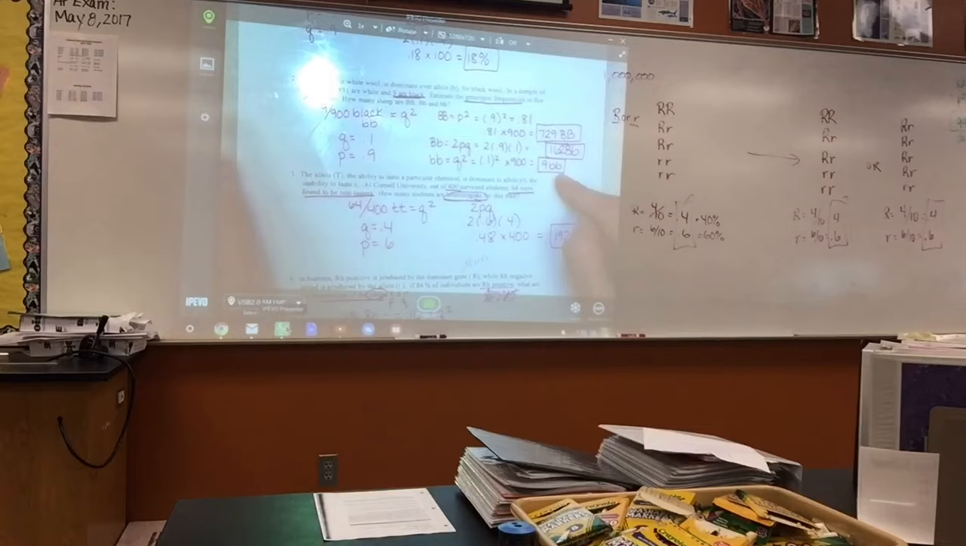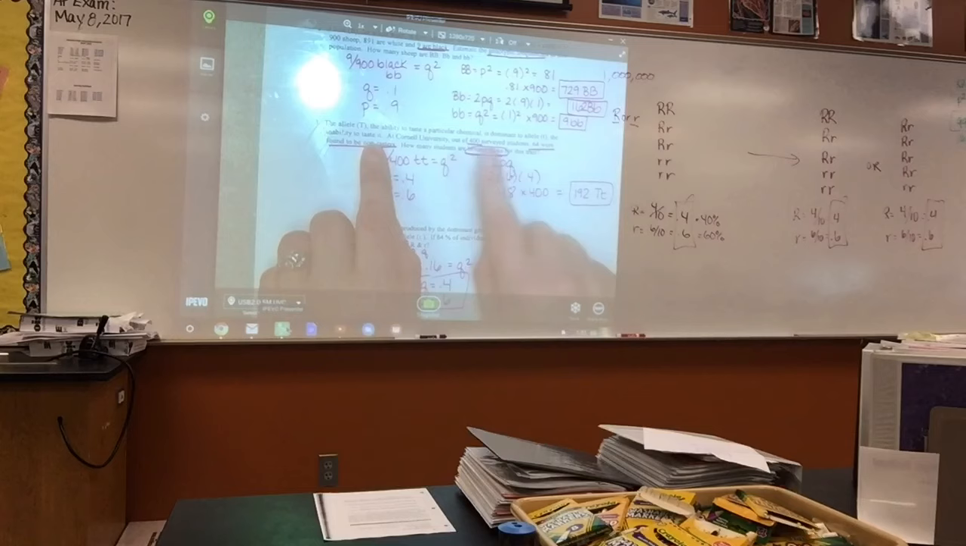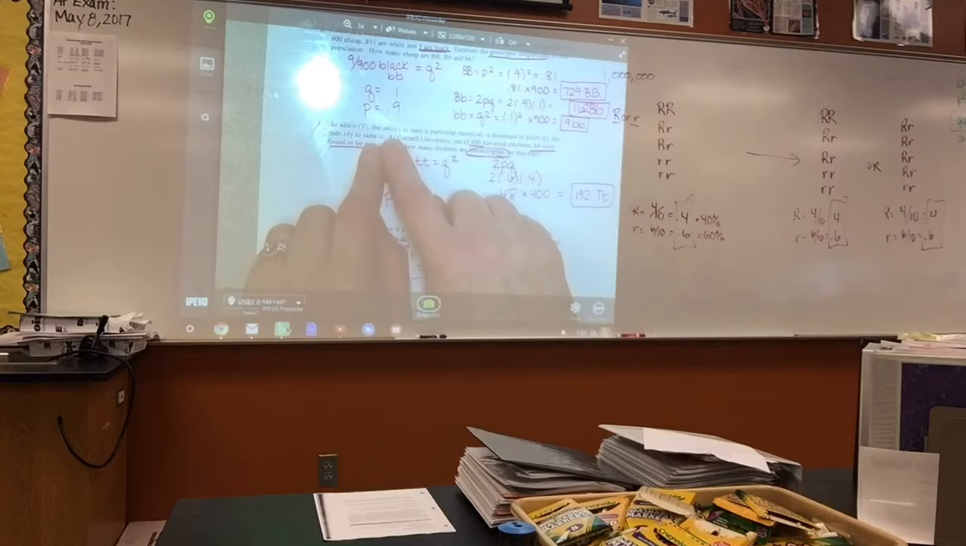Allele big T is the ability to taste a particular chemical. That's dominant to allele little t, the inability to taste it. So there are actually genetic traits like this that allow some people to taste certain things and other people not to. These chemicals are in different foods. It's one of the reasons why certain people like certain foods and others don't, if they can taste it or not taste it.